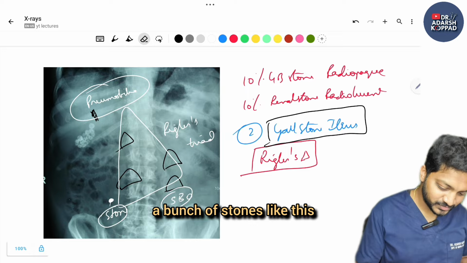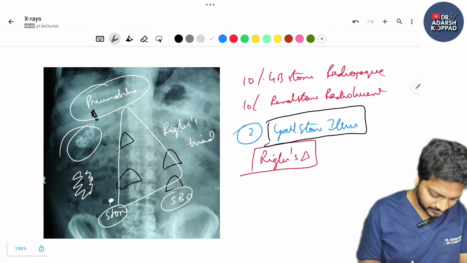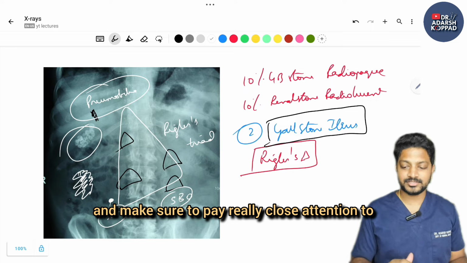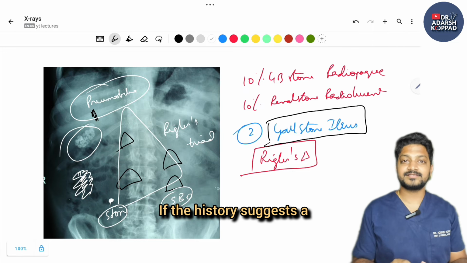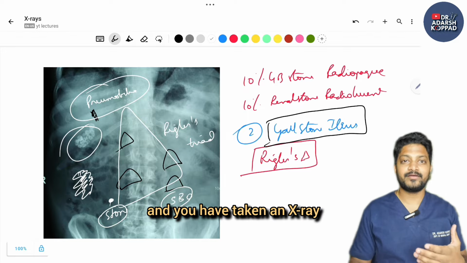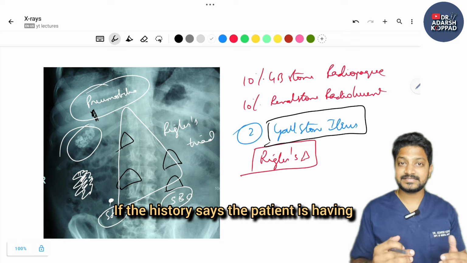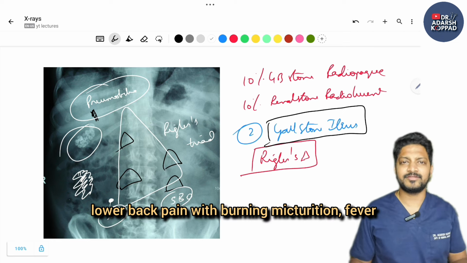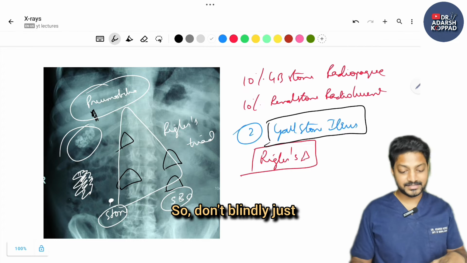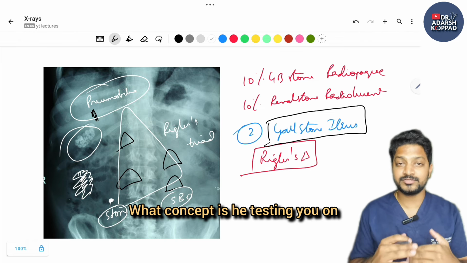If you see a bunch of stones like this, it's most commonly gallstones. And if you see a solitary stone or a stone like this, like a staghorn, then it's a renal calculi. And make sure to pay really close attention to what the history is suggesting. If the history suggests a female in her 40s who's coming with pain in her right hypochondrium, and you have taken an X-ray and you see this bunch of grapes kind of appearance, so this is a gallstone. If the history says the patient is having lower back pain with burning micturition, fever, then the history goes in favor of renal calculi. So don't blindly just memorize the X-ray and go. I also want you to pay close attention to what the examiner is asking. What concept is he testing you on?